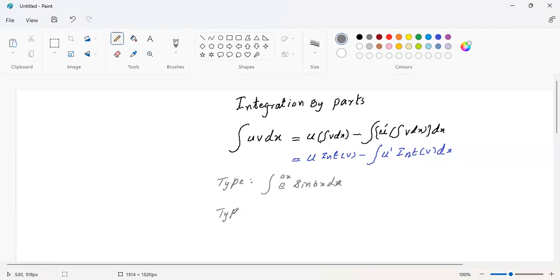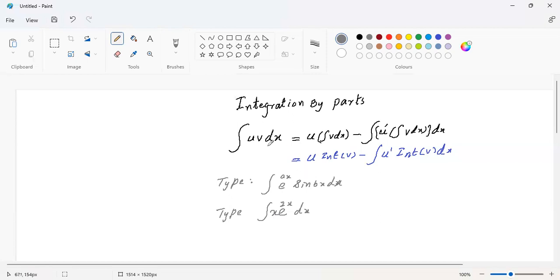Type 2: if there is a product of e raised to the power something, as in 2x, and there is an exponential function with it. Exponential function means there is an x with it, or x square, x cube, and most probably you must know when this is only x.